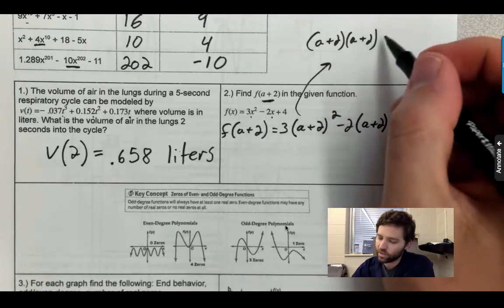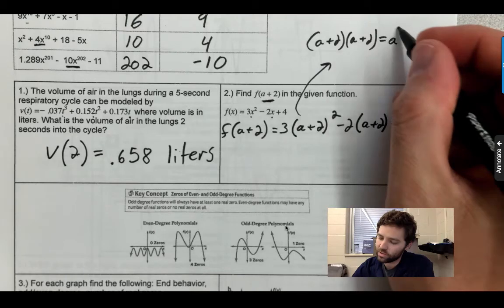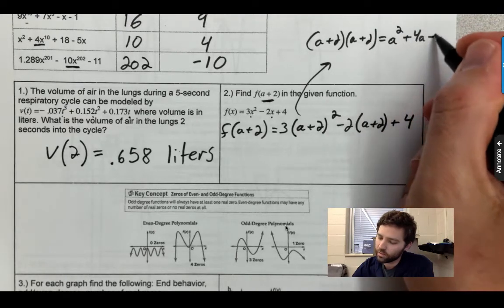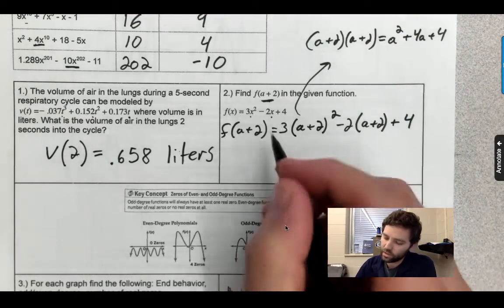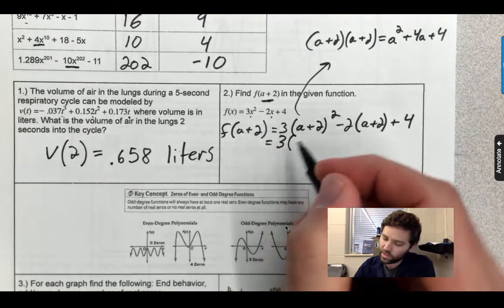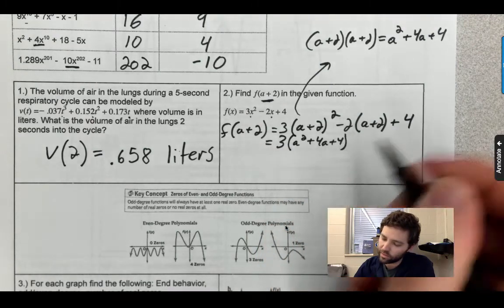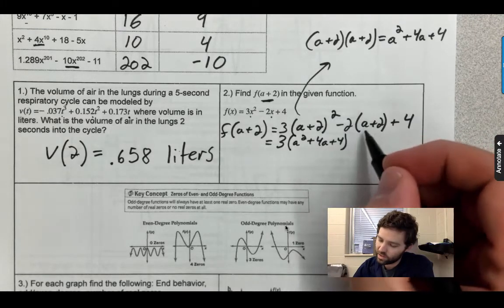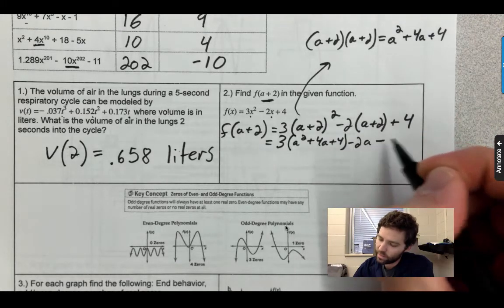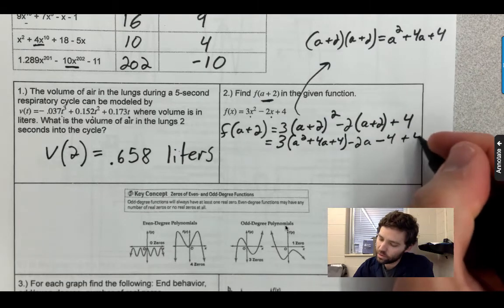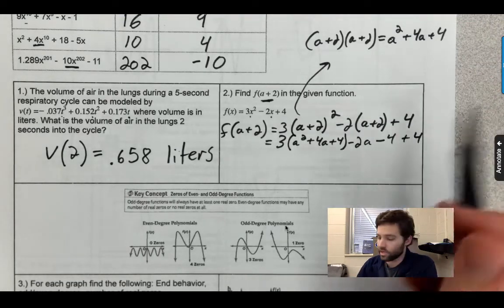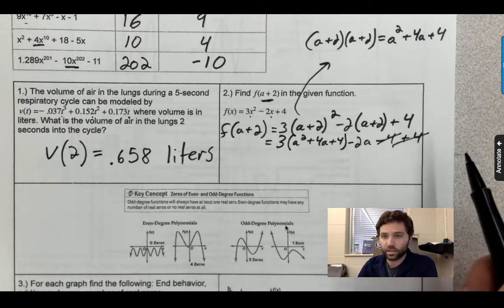This is a perfect square trinomial. It's going to end up being a squared plus 4a plus 4. Okay, so what I have here then is 3 times that, so a squared plus 4a plus 4. Oh man, I'm going to run out of space. I'm going to distribute the negative 2 here, so that'll be minus 2a minus 4 plus 4. Well, that's great. Negative 4 plus 4 is 0, so those are gone.